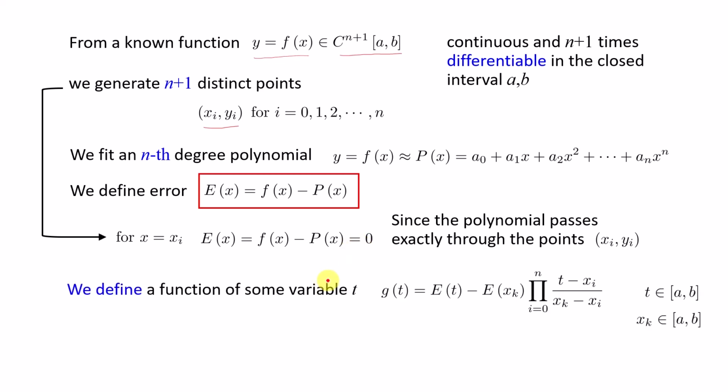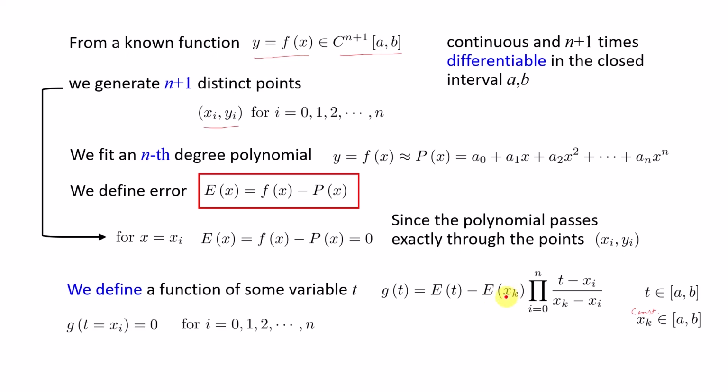So let us say we define a function of some variable t, which is g(t) equals e(t) minus e(xk) times the product of (t minus xi) divided by (xk minus xi), i goes from 0 to n. Here both t and xk are within [a, b], but xk is a constant and t is a variable. t is the independent variable that gives us the function of t, and xk is just a particular point in that interval [a, b].